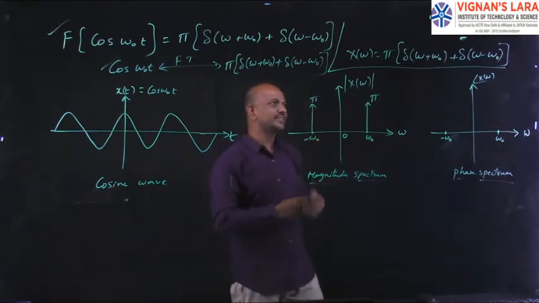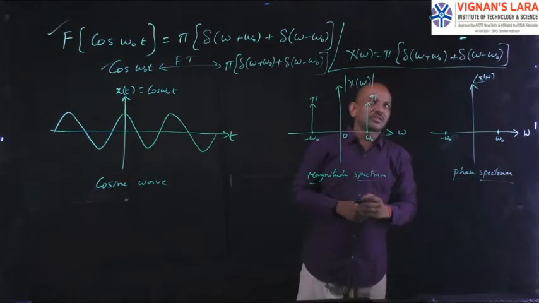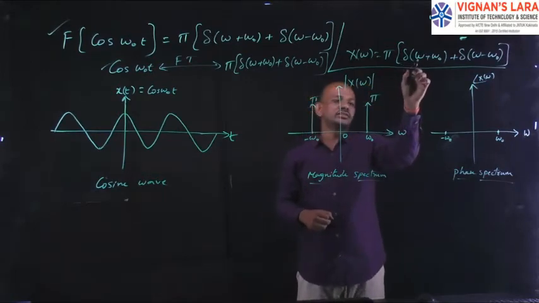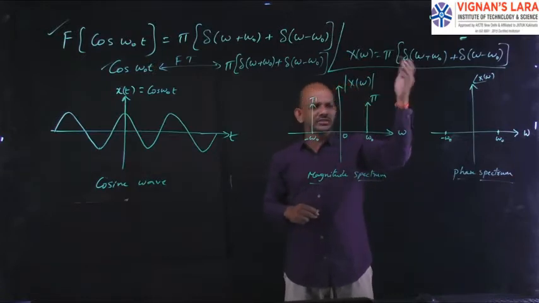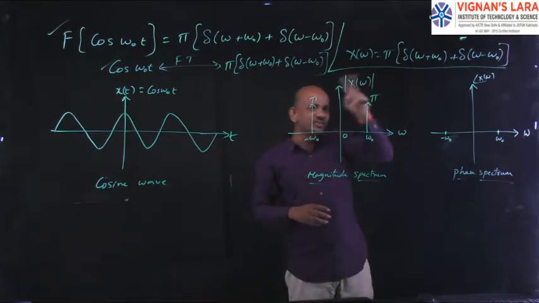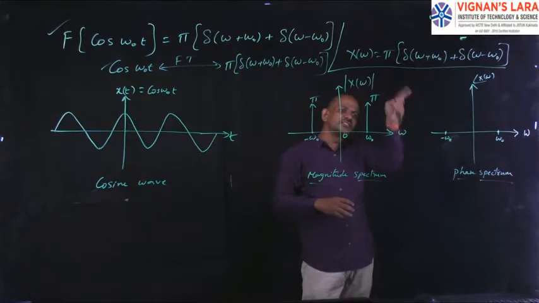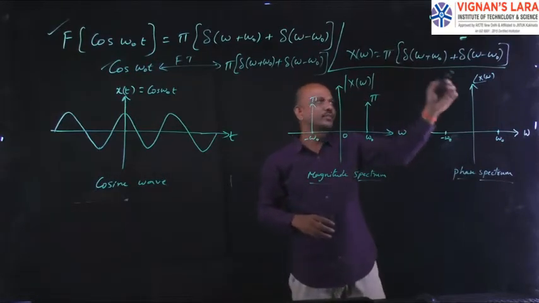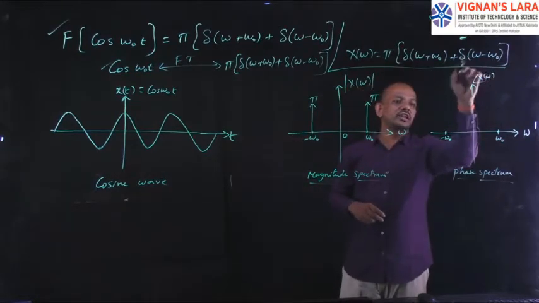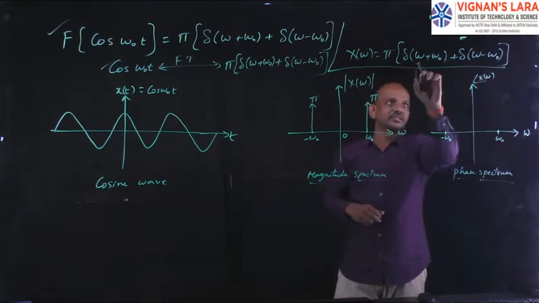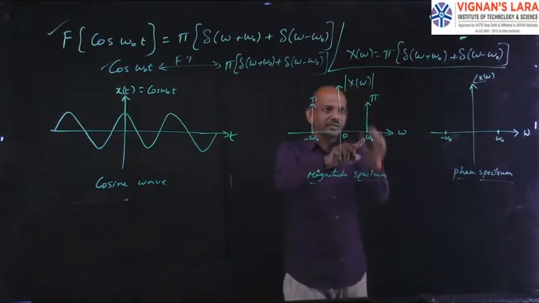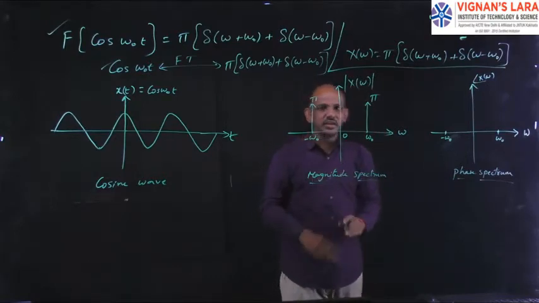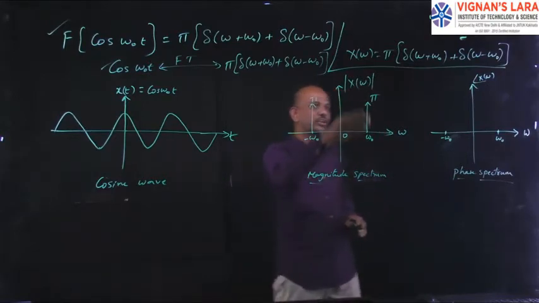In the second case, omega naught. So substitute omega naught. That is omega naught plus omega naught, 2 omega naught. So del of 2 omega naught is 0. Del of 0 is 1. Del of anything except 0 is 0. So del of 2 omega naught is 0. Here, omega naught minus omega naught, 0. Del of 0 equal to 1. 0 plus 1, 1 into pi. So at omega naught, the value is pi. Okay, so at minus omega naught it is pi, and at omega naught also it is pi.